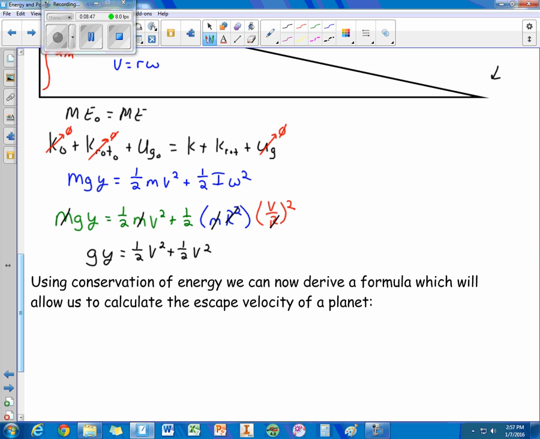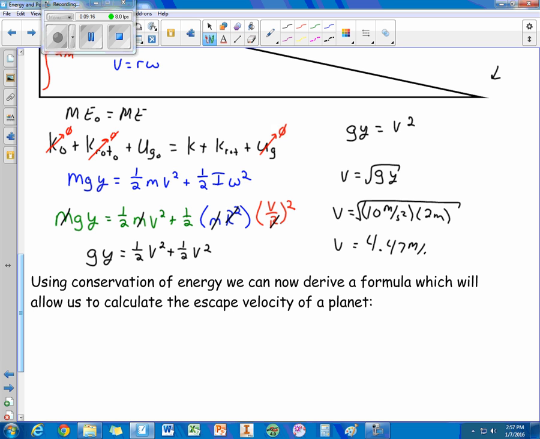So basically, the velocity at the bottom of the ramp will equal the square root of g times y. So the velocity at the bottom of the ramp will be 4.47 meters per second.